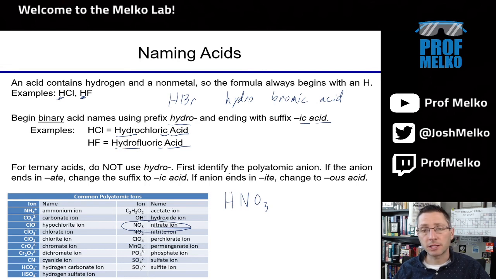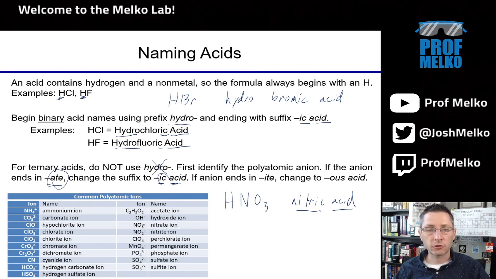Now, the naming convention here is not hydronitroic acid or something, right? We're only using the hydro and the ic acid for binary. For ternary, it goes like this. You don't use hydro. You identify the polyatomic. If it's ate, you change it to ic acid. The way I like to remember this is if you ate too much, you feel icky, right? So if it ends in ate, you add ic. So this nitrate becomes nitric acid. We don't add the hydro for ternary compounds like this. So this is nitric acid.